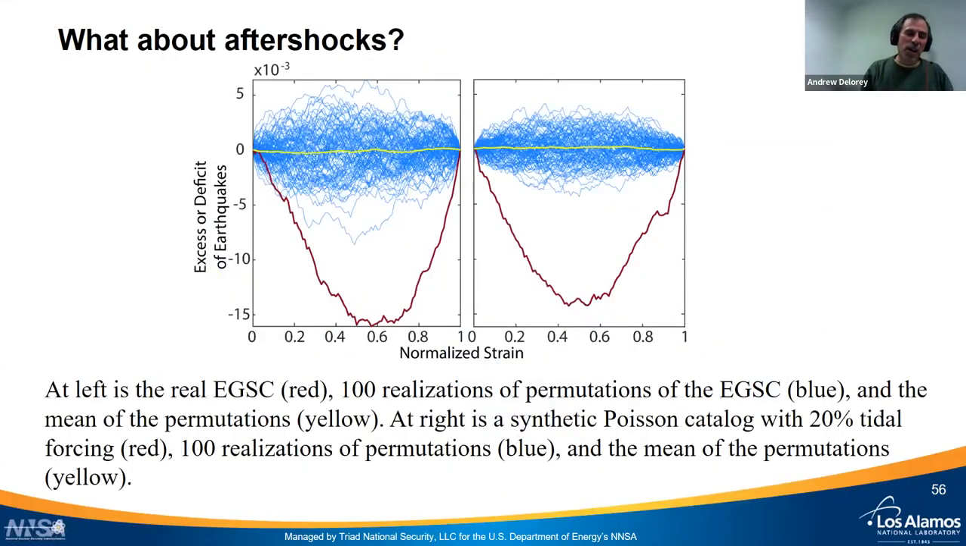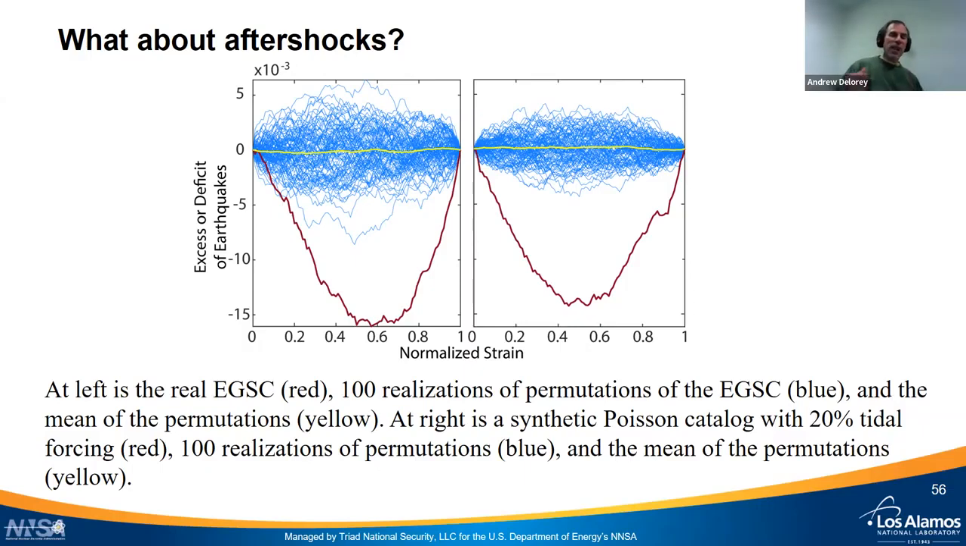So what about aftershocks? In a real earthquake catalog, we have aftershocks and perhaps other kinds of dependent events. And we want to make sure that other kinds of dependent events or other kinds of clustering are not going to masquerade as tidal triggering. I don't decluster my catalogs because aftershocks themselves could be tidally triggered or correlated with tides. And so if I decluster, then I'm going to remove my signal. If I'm looking for clustering, I don't want to decluster.